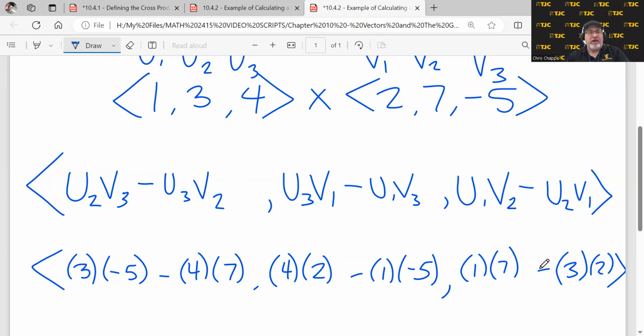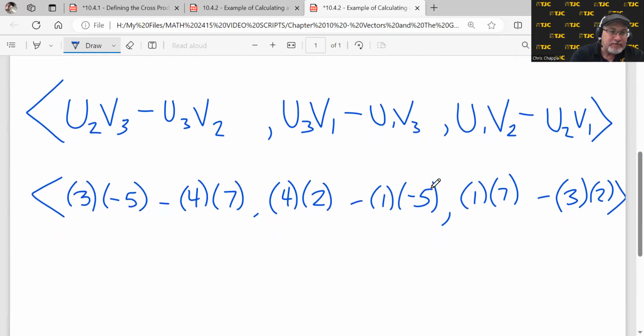Let's make sure we got that set up correctly. Second U is 3, third V is -5, third U is 4, second V is 7. I'm on the second component now. Third U is 4, first V is 2, minus first U is 1, third V is -5. And then lastly, first U, second V minus second U, first V. I think everything is good. Let's see what this equals.